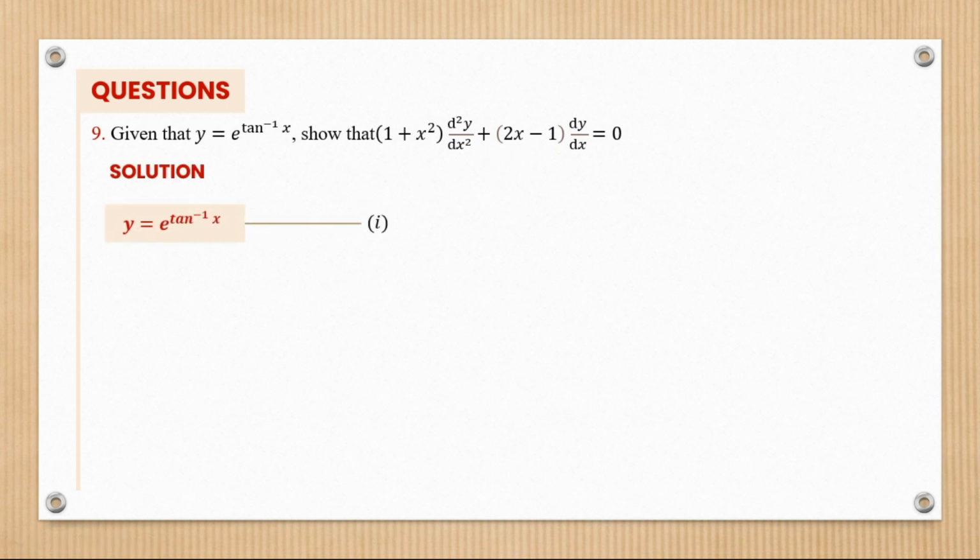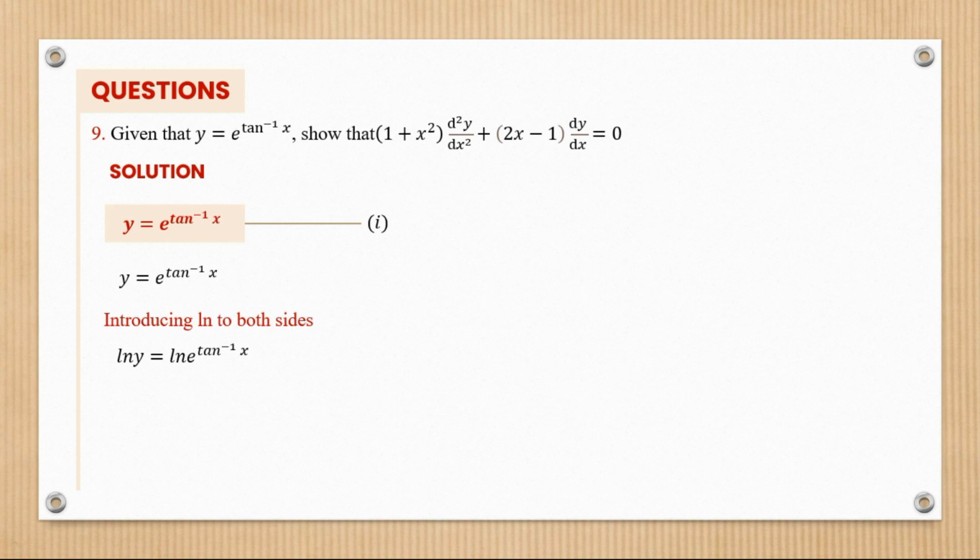As we've been given in the question, y is equal to e to the power tan inverse of x. Now, in this case, we're going to have to first eliminate that e to differentiate more easily. So we're going to introduce ln to both sides. If we introduce ln to both sides, we'll have ln y is equal to ln e to the power tan inverse of x.